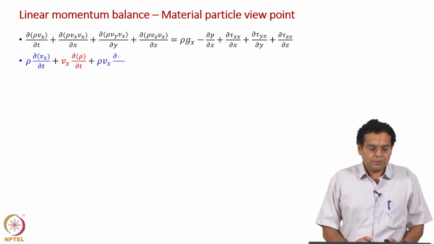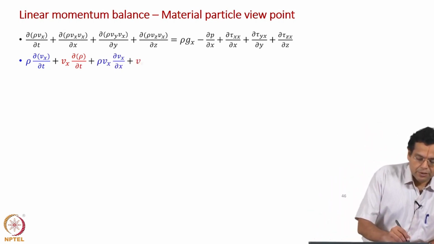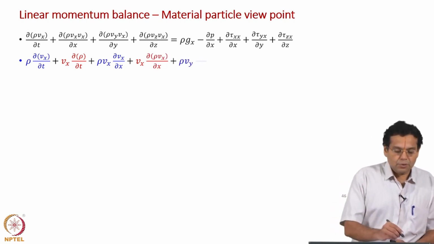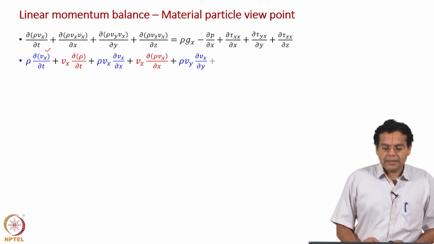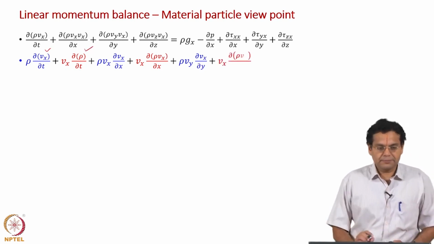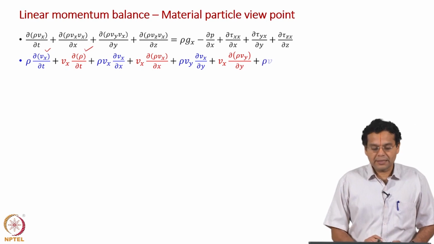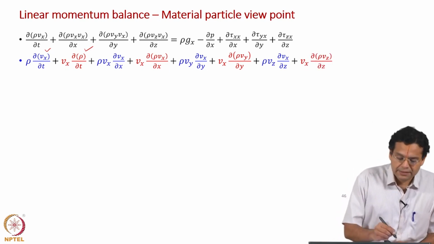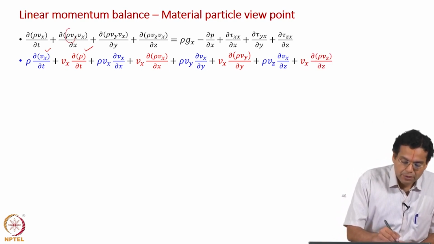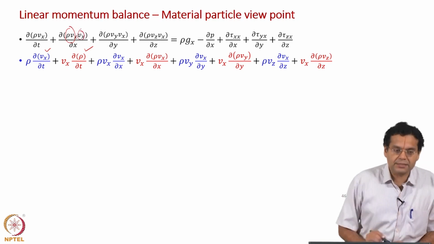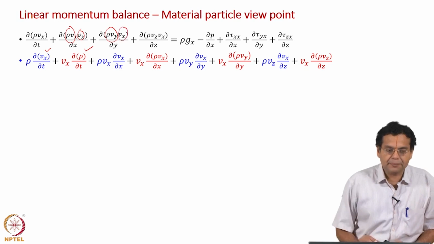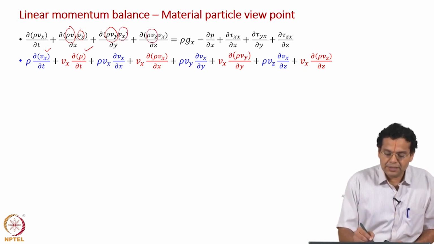Now the first term, it is dou by dou t of rho Vx. So, rho into dou Vx by dou t and then Vx into dou rho by dou t. Now come to the second term, there are three terms there, rho, Vx and Vx. Based on the significance we have seen earlier, we will combine rho Vx together and this Vx separately. Similarly, rho Vy separately and Vx separately. Similarly, we will combine rho Vz and Vx.